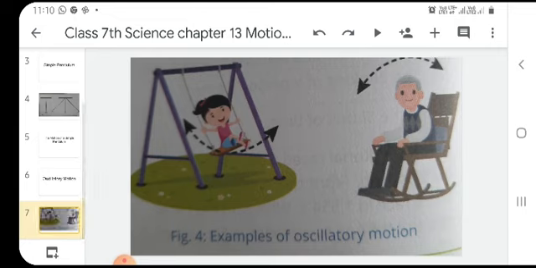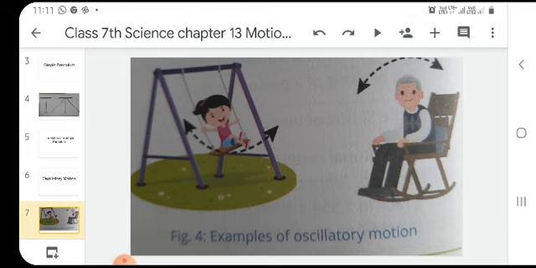See here the example of the oscillatory motion. A girl is swinging from her mean position to and fro and coming again to the first place. So it is an oscillatory motion.